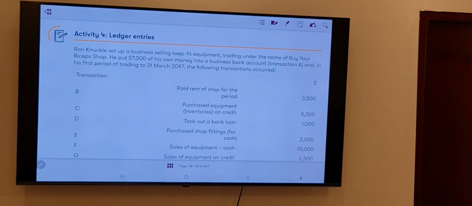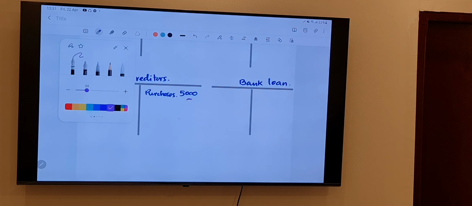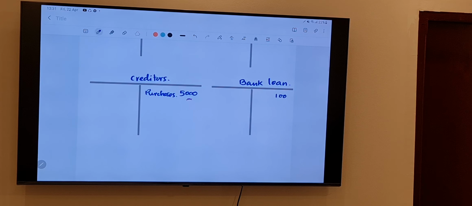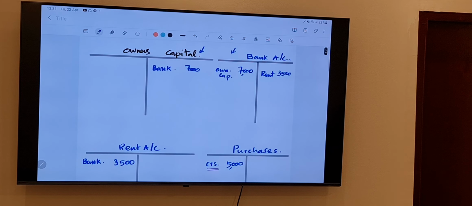Next one, took out a bank loan. When I take out a bank loan, my bank loan is again a liability. So my liability will increase by 1,000. And I am receiving this money, and that will reflect where? I am taking this 1,000 bank loan, and where will I keep this? It will come to my bank account. You can make the other assumption if you want, but we will assume it comes to the bank. So, what will happen to my bank account now? It will increase by 1,000. So, what is the narration I write? Bank loan, and here?